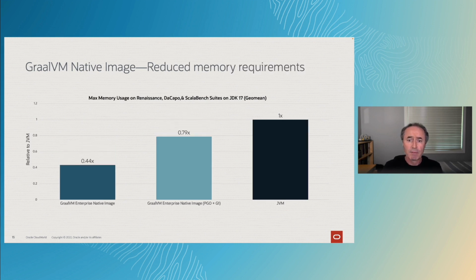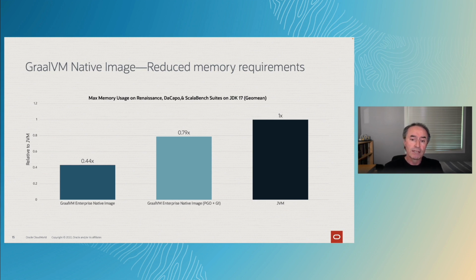The second thing is memory reduction, a comparison of memory reduction. So the JVM, again, same thing. We took the JVM as a benchmark of 1. And then we compared the memory consumption of the same applications, the same benchmarks, running either as a native executable on the far left or with native image with PGO and G1 enabled.